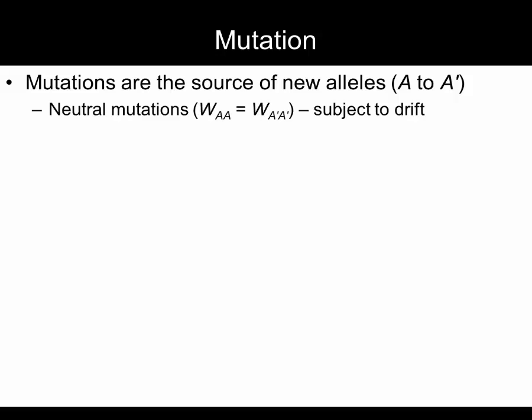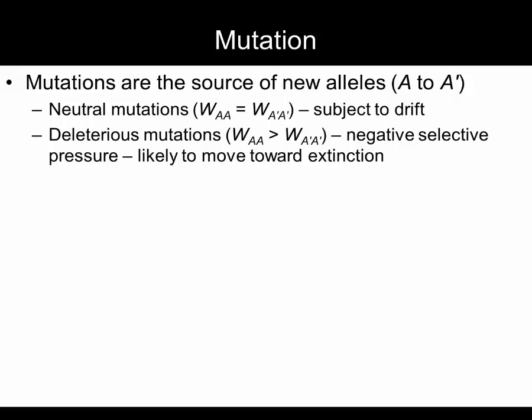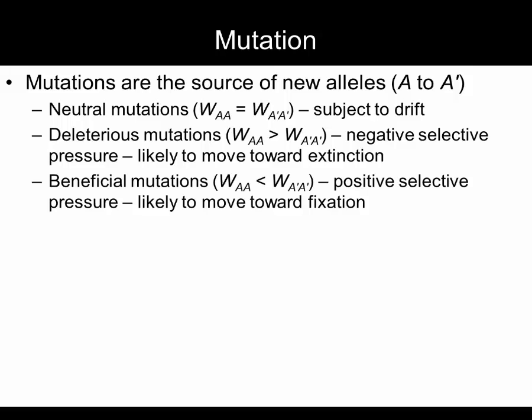If the mutation is neutral, as most mutations are, there will be no difference in fitness and therefore no selective forces acting here, though allele frequencies can still change due to drift. With deleterious mutations, where homozygous mutants have lower fitness than wild type, there will be a negative selective pressure, and the allele will move toward extinction. But with a rare minority of beneficial mutations, where the mutant has higher fitness than the wild type, positive selective pressure will move the mutant allele toward fixation.